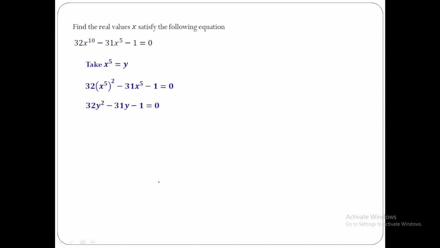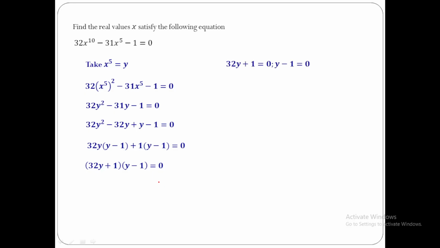32y squared minus 31y minus 1 equal to 0. Here we can split minus 31 as minus 32 plus 1, because minus 32 plus 1 equals minus 31, and minus 32 times 1 is minus 32, which is the product of a and c. Then we take 32y common from the first two terms, and the remaining is y minus 1, and 1 times y minus 1. Then y minus 1 is common to both terms, and the remaining term is 32y plus 1. Then we can apply the zero product rule.